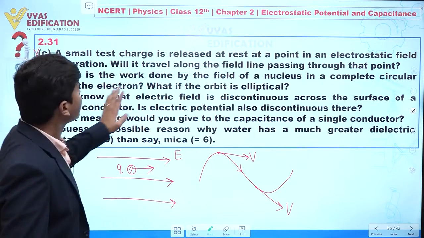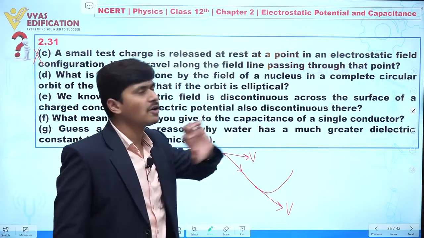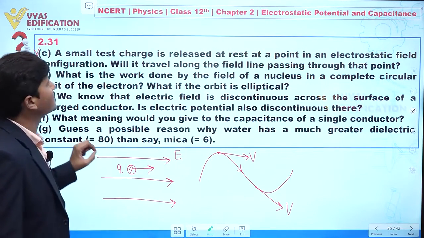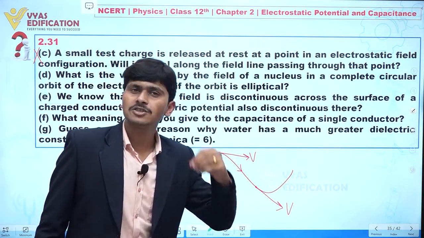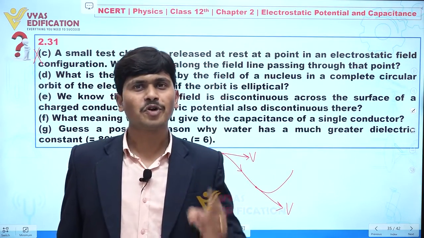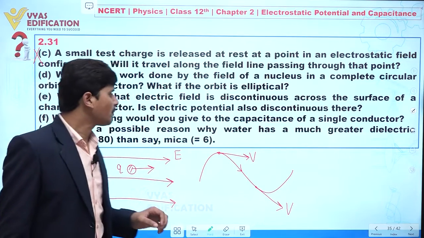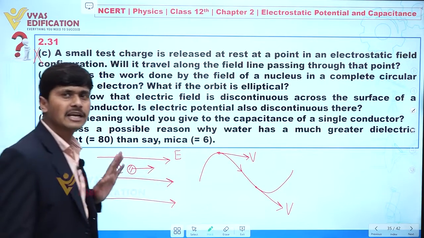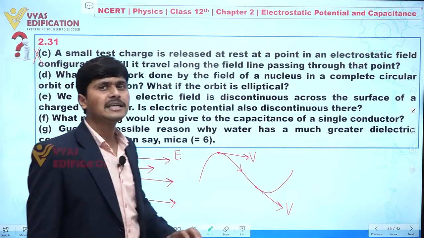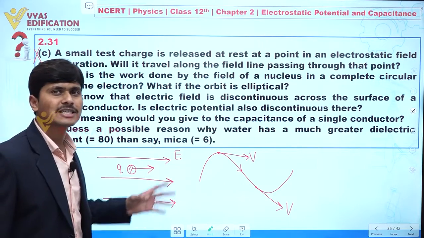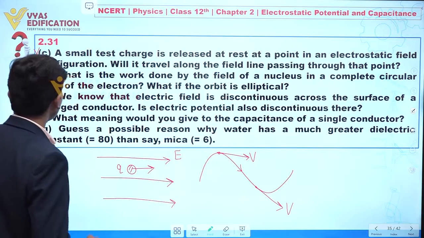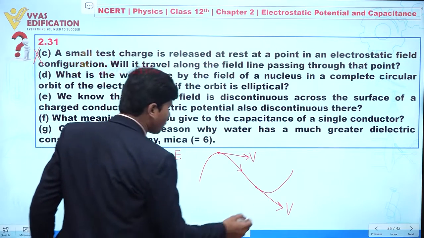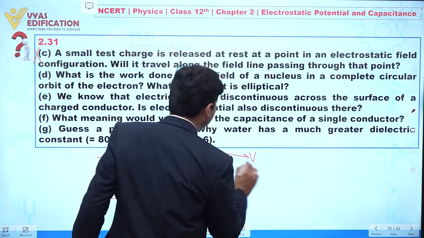Clear? A small test charge is released at rest at a point in an electrostatic field configuration. Will it travel along the field line passing through that point? No, it is not possible in every situation. Only in one condition you can say, when the particle is moving in a straight line and the electric field is also uniform. At that condition you can say this is possible, otherwise this is not. Clear to you? Yes.